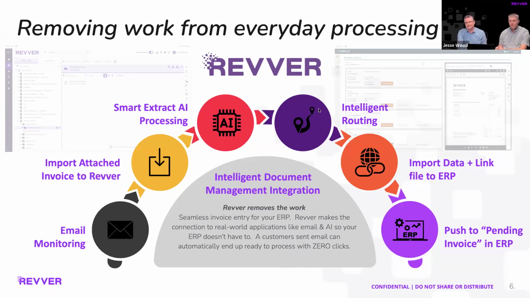We then use that information to route it intelligently in Revver to the right and correct location. And then that information is going to be sent directly to Caselle in preparation for processing. And then it's going to wind up in a brand new pending invoice section inside of Caselle. And really, you know, Eric, as we talk about the speed and the processing, this area is where you're going to focus. It's right down in that new pending invoice section for Caselle. All the rest of these processes are really going to happen in an automated way. And we're going to show you how Revver really is removing the work from everyday processing.